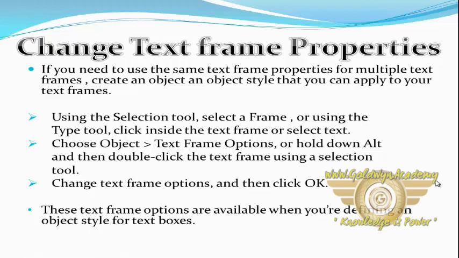Using the selection tool, select a frame, or using the type tool, click inside the text frame or select text. Choose Object, then Text Frame Options, or hold down Alt and double click the text frame using the selection tool. Change the text frame options and then click OK. These text frame options are available when you are defining an object style for text boxes.